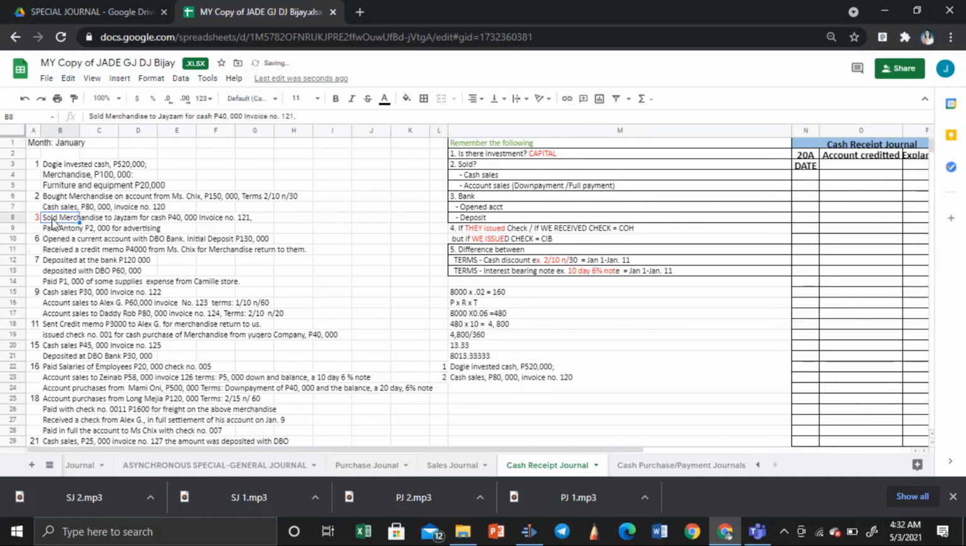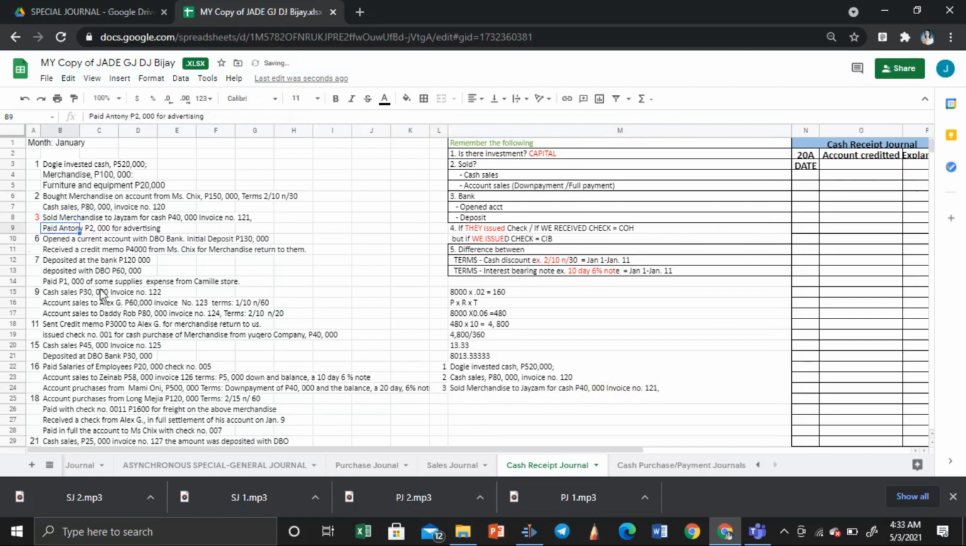How about this one? Ay, 2 yun, oh. January 2. How about this one? Sold merchandise to JZAM for cash, 40,000. Invoice 121. So, isasama ba natin si JZAM? What do you think? Isasama ba natin si JZAM? Kasi, ayan, JZAM for cash. Oo, kasi nakabenta tayo for cash kay JZAM.